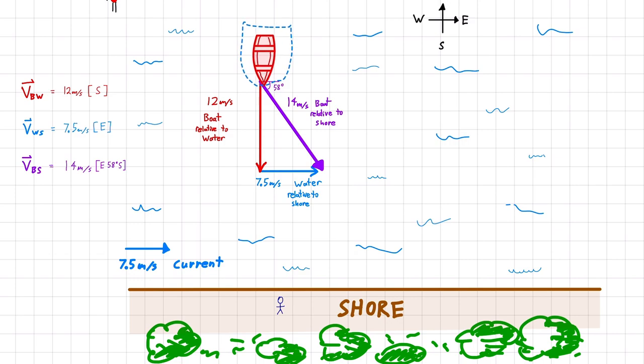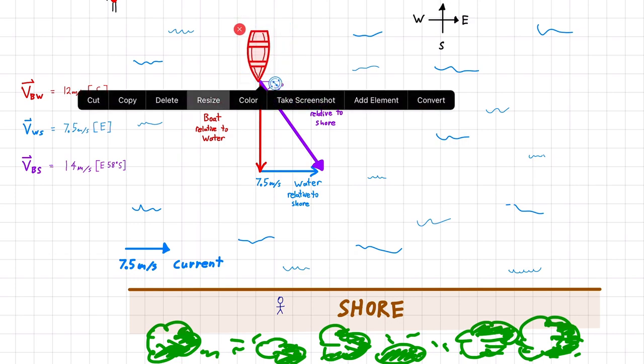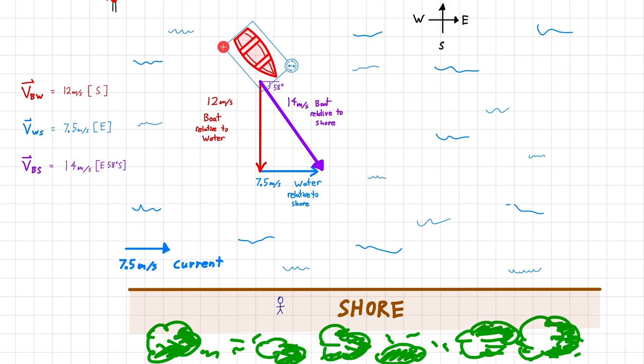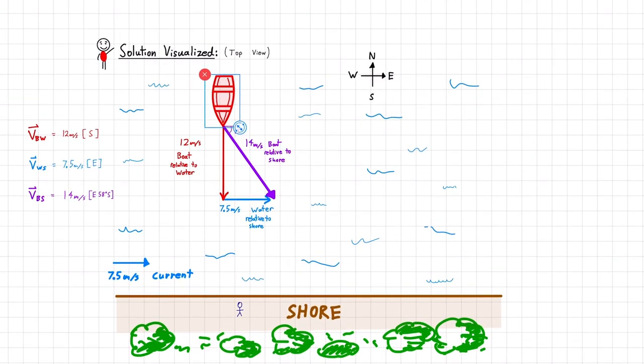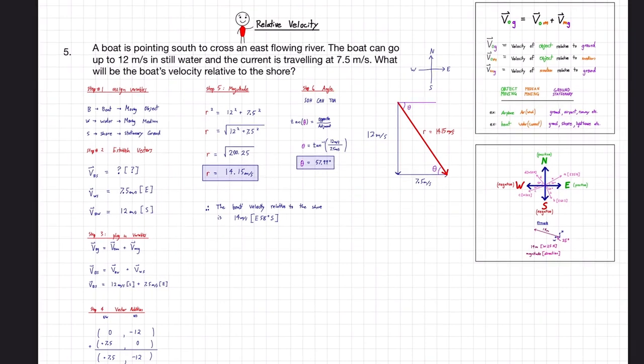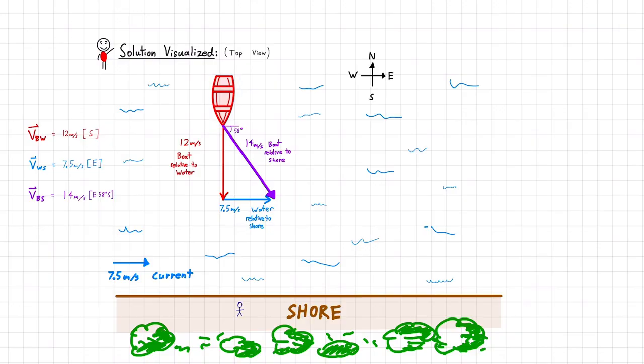So remember, it's not like we're pointed in this direction. We're not pointed 58 degrees south of east. We're pointed straight south, but the water carries us towards the east. And we're going to keep drifting just like this until we hit the shore or until we change directions. But I hope this solution made sense. I hope it helped. And that is the end of this example.